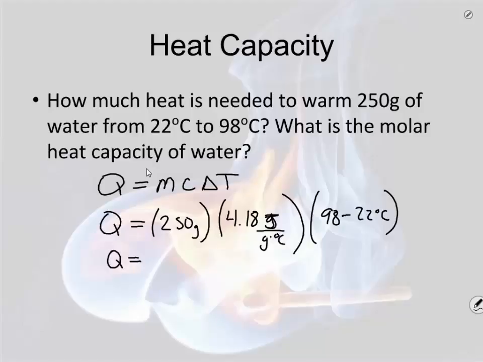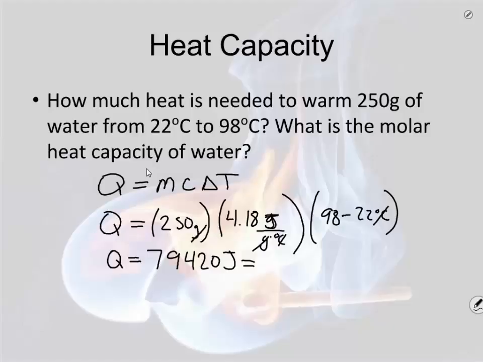So we're going to solve for Q to get our answer. So 250 times 4.18 times our difference in temperature, 98 minus 22. And we get a Q of 79,420. And our unit, let's look. So grams and grams cancel. Celsius and Celsius cancel. One on top, one on bottom for each. So that means we're left with joules.